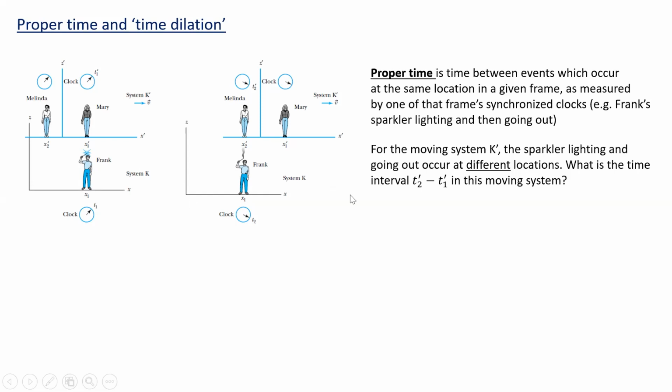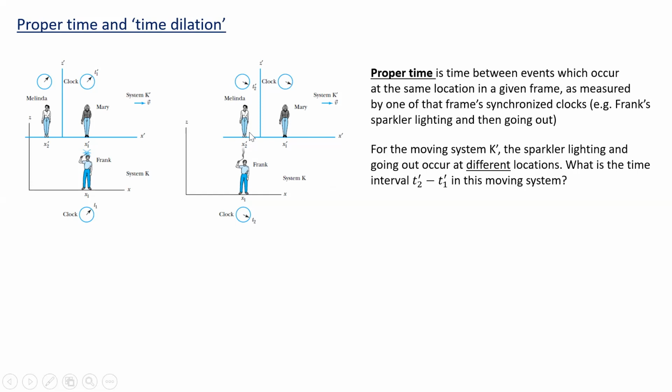However, for the moving system, K prime, where Mary and her friend Melinda are, you can see that the sparkler lighting and going out occur at different locations. The sparkler lights when Mary is even with Frank, but it burns for a while. This system K prime moves to the right, and by the time it goes out, Melinda, who's at a different position in that frame, x2 prime, is even with the sparkler.